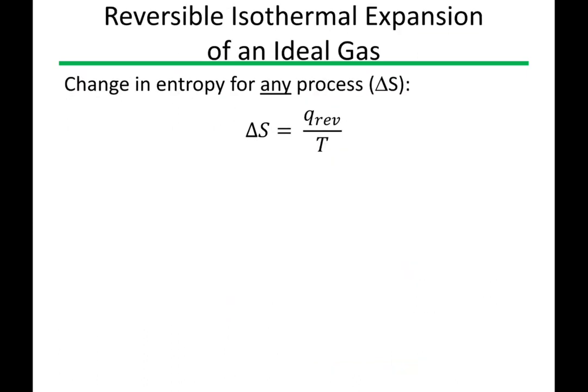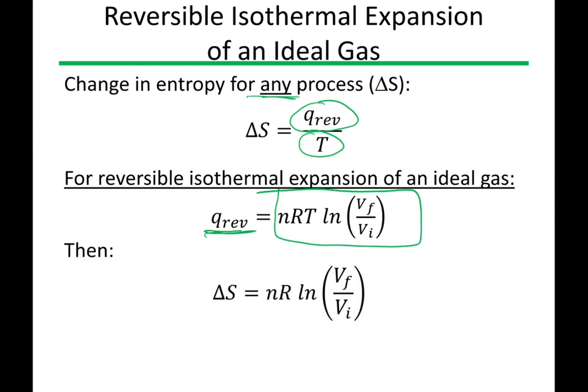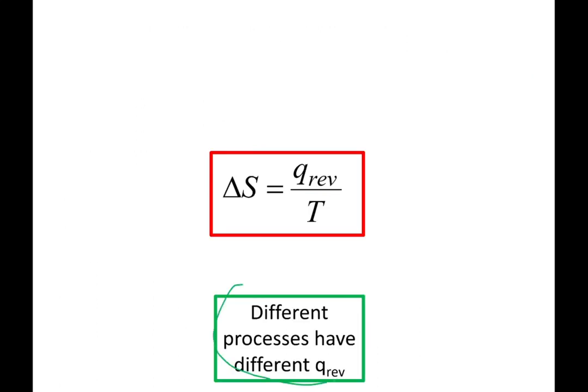So the change of entropy for any process is always going to be the reversible heat over the temperature. Even though we built this up for an isothermal expansion, this will be true for any process, whether it's isothermal or not. Here we have a definition for what the reversible heat is for an isothermal process, and that's this nRT ln V final over V initial. And so delta S for an isothermal process will be equal to this equation down here. Different processes are going to have different reversible heats, and so we'll have a different expression for delta S.